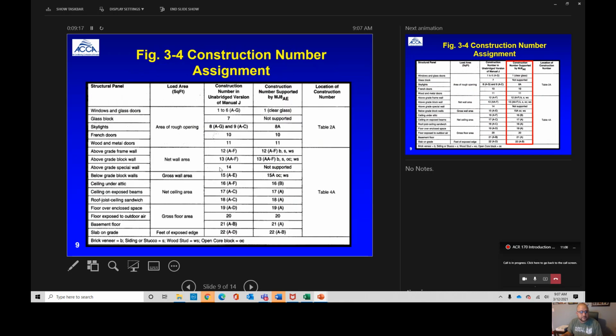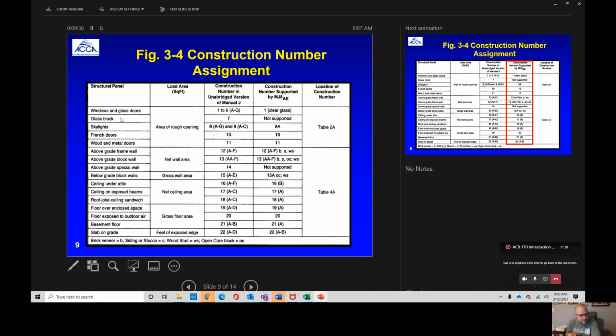All right, so let's go to the next part. Construction number and assignment. So when you're looking through your book, you're going to see these areas or these sections that say construction number 1, construction number 2, and then underneath that it may say 1A, 1B, whatever. So here's an example of what you're going to be dealing with.